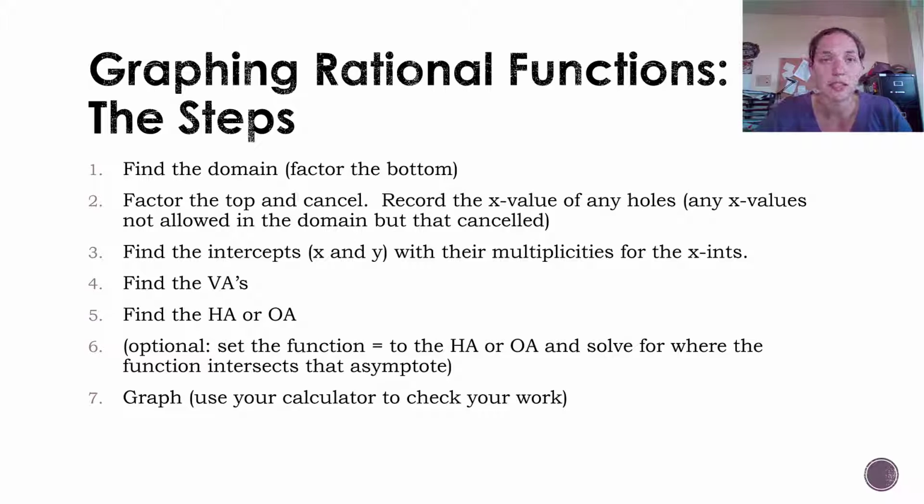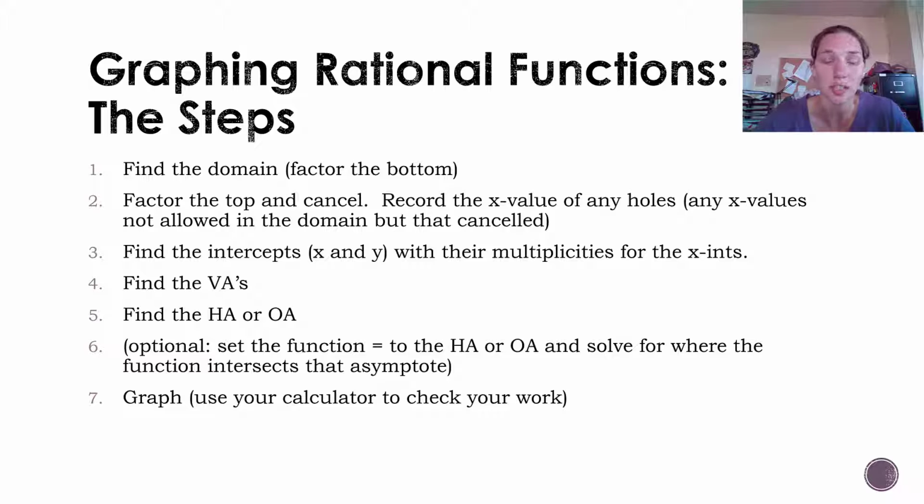The intercepts you need to find: put in 0 for x and solve for y. Put in 0 for y and solve. Remember, that's just going to be the numerator because when we multiply the denominator over, it just goes away. But make sure you're paying attention to multiplicities for the x-intercepts. We need to have an idea of what's going on. Find your vertical asymptotes and your HA or OA, whichever case you have. And then the optional step is number 6.